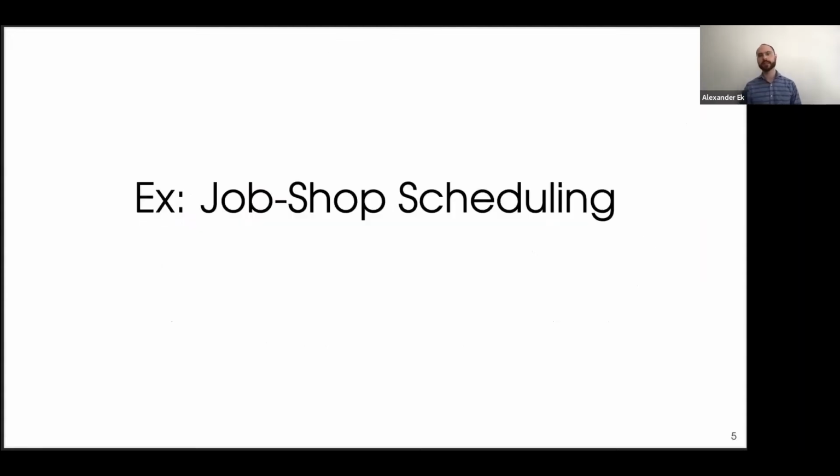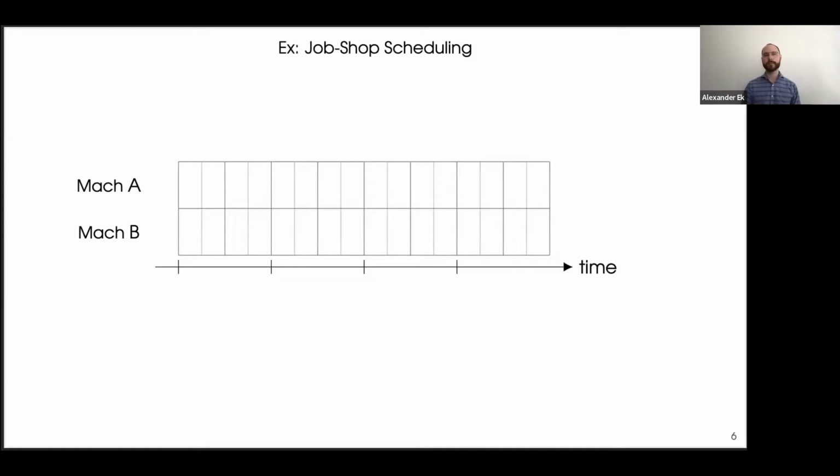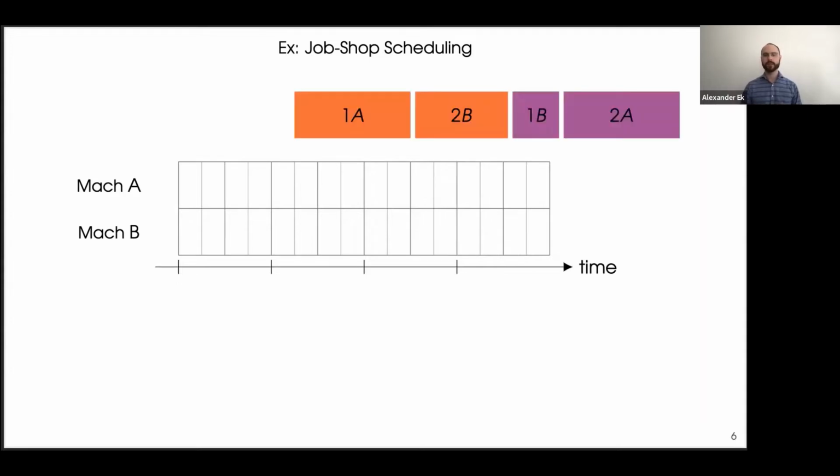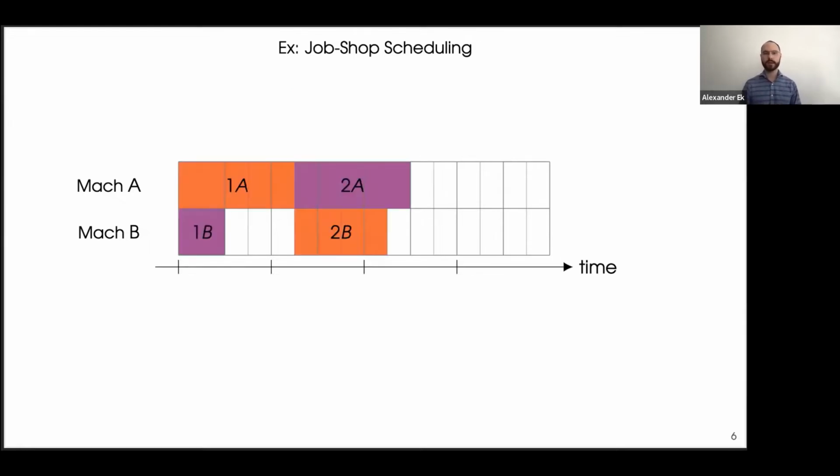All right, let's look at an example, job shop scheduling. We'll come back to this example throughout this presentation. So suppose we have two machines that we want to schedule tasks on, and we have the dimension of time, of course. We have some tasks here. We have the orange job and the purple job. The orange job, 1A here, means the first task needs to go on machine A, and it's that size, and the second task, 2B, needs to go on machine B, and it's that size. So we can schedule them down there like that.